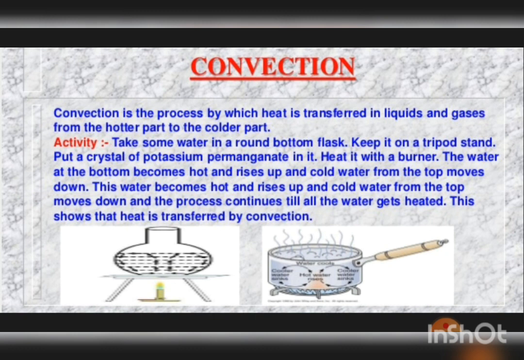Next one is convection. Convection is the process by which heat is transferred in liquids and gases from the hotter part to the colder part. In the first case, conduction, the heat is transferred in the solid. Now here heat is transferred in the liquid. For example, when we keep water on the fire, it starts boiling. Why? Because heat is transferred in the water. If you heat the gas, it will rise. That is an example of convection. The heat is transferred in them.